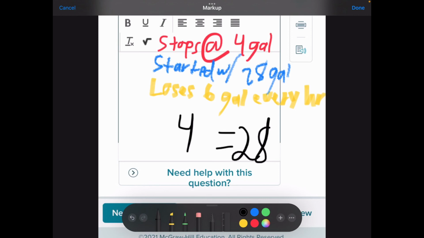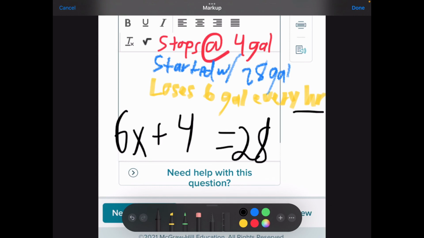And then it says it loses 6 gallons every hour. So that 6 gallon loss is dependent on the hour that's passing. It's dependent on that hour. So you're going to represent that with a 6x. And what does the x represent there? It's always good to understand what the variable represents. What is the coefficient in front of it dependent on, which is the variable? The variable here will represent every hour that passes.